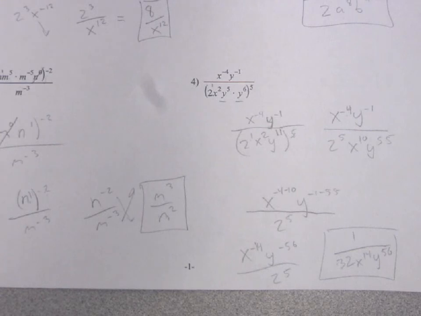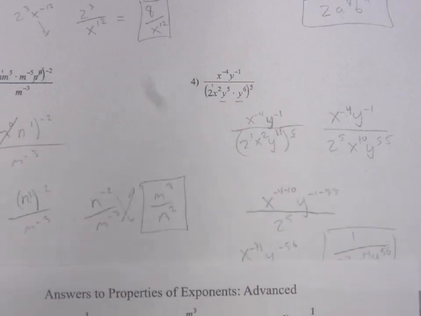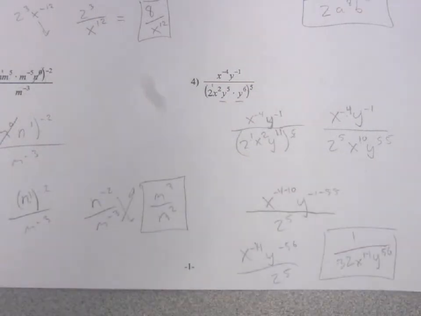Okay, so for number 4, let's check our answer here. 1 over 32 x to the 14 y to the 56. Okay, looks good.